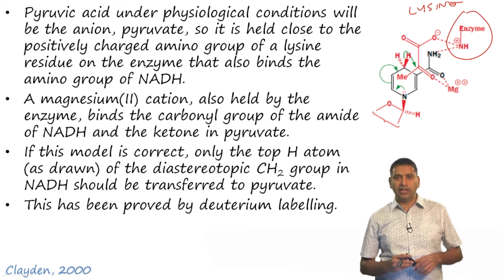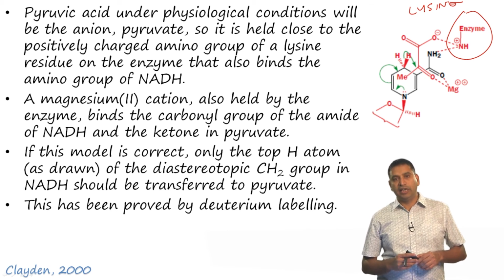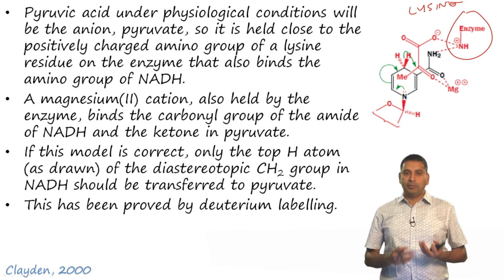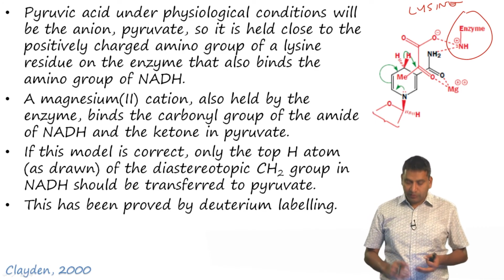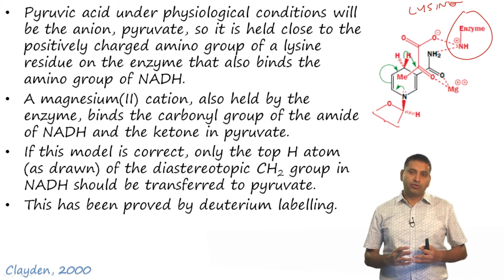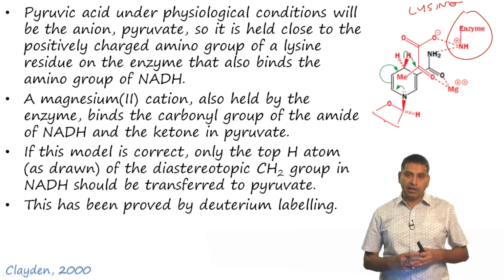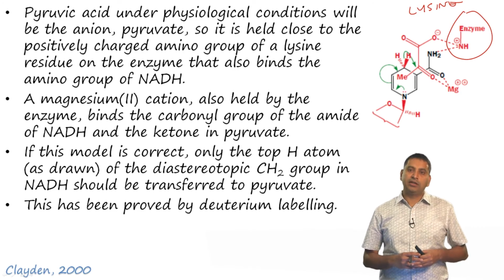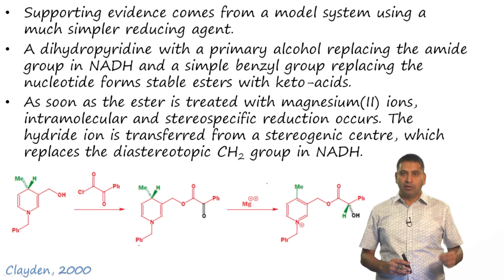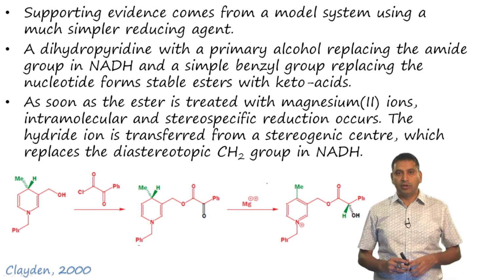And if this model is correct, only the top hydrogen of the diastereotopic face in NADH should be transferred to the pyruvate. So, if you specifically label one of the hydrogens, converting it to deuterium, we would be able to figure out whether this is true or not. This has indeed been done, and it has been shown that the top hydrogen is the one that reacts with pyruvate. Supporting evidence comes from a model system which uses a much simpler reducing agent.